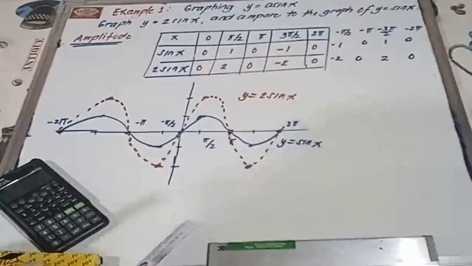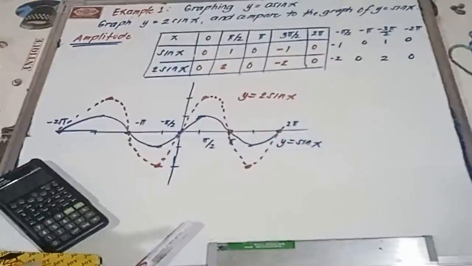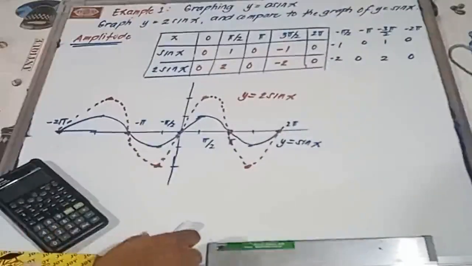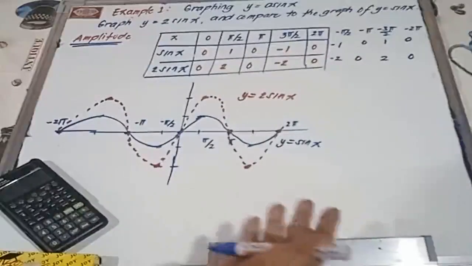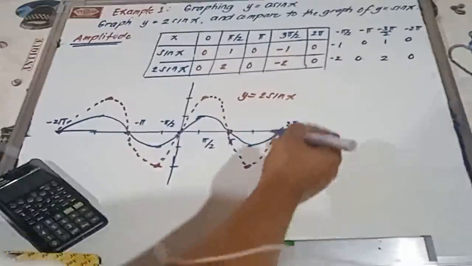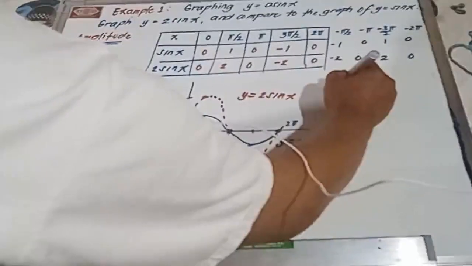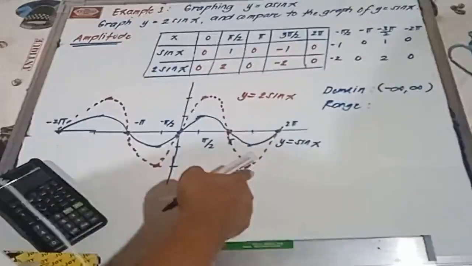Now, we notice that it just went higher, because of the coefficient of the sine function. What changed is actually the range. But when it comes to the domain, it's still the same. The graph continues over the entire domain of the x-axis. Therefore, the domain is negative infinity to positive infinity. But the range changed. Its range is now from negative 2 to 2.